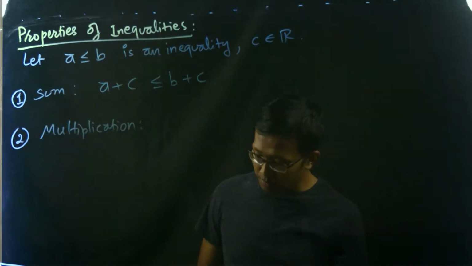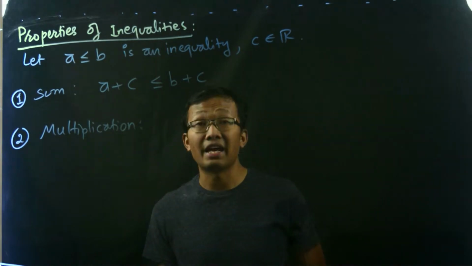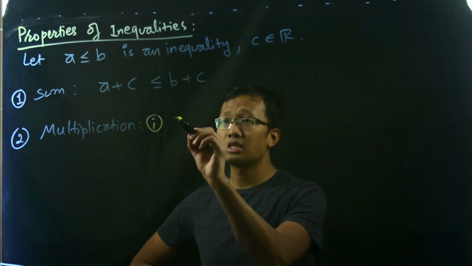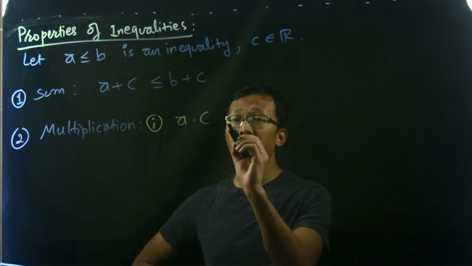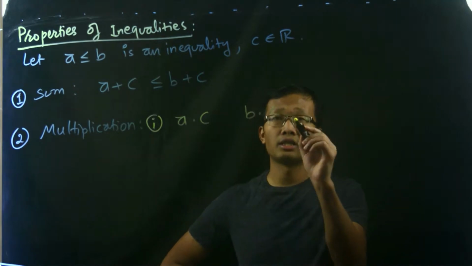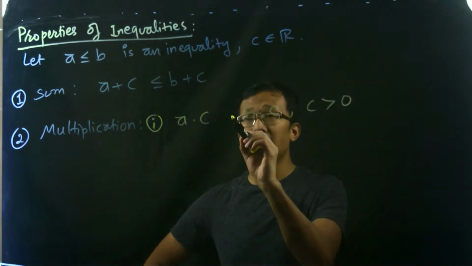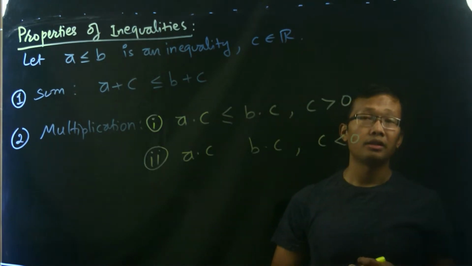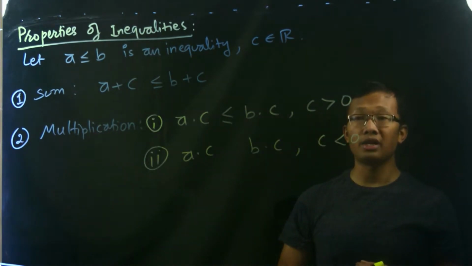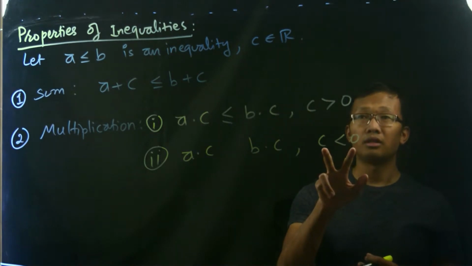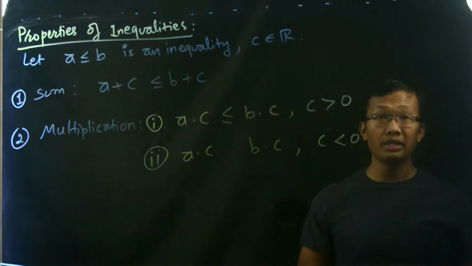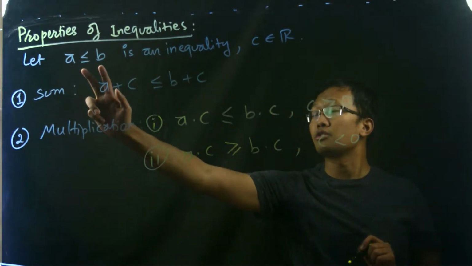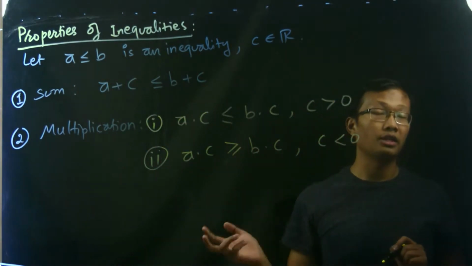And the multiplication property says that there are two things to consider. One is if we multiply both sides by a positive number, where C is positive, then the inequality remains intact. There is no change in the inequality. However, if we multiply an inequality by a negative number on both sides, the inequality reverses. That means it will be greater than or equals to. So less than or equals to changes into greater than or equals to.